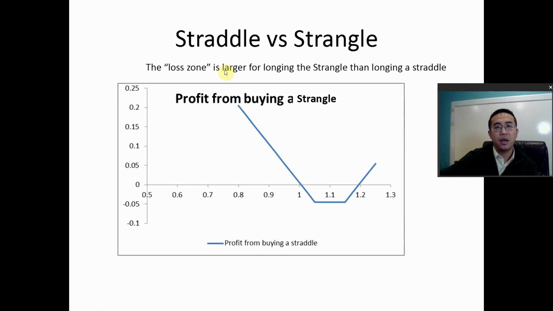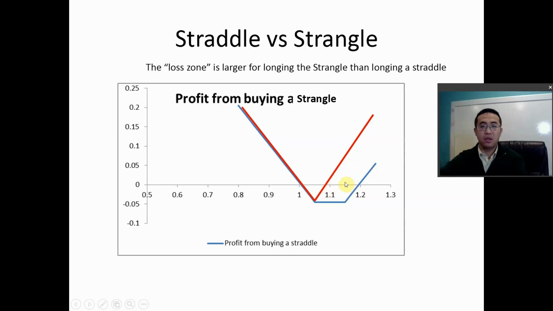If you look at the loss zone for the strangle and the straddle, here is a picture. The blue curve is a strangle, the red curve is a straddle. You will see the strangle actually has more loss zone. Loss zone means the range of spot rates that gives a negative profit. For the straddle, the loss zone is right here from 1 to almost 1.1. And for the strangle, it's from 1 to 1.2.